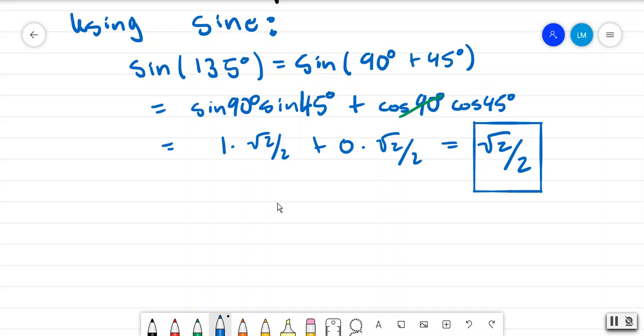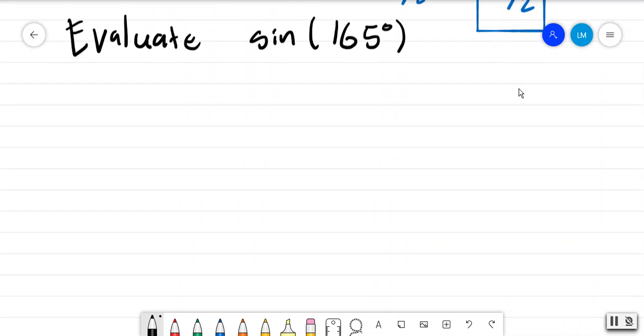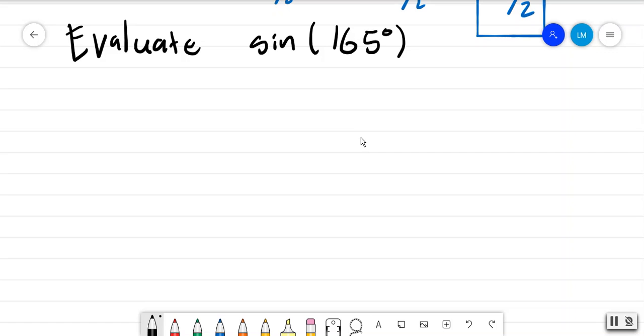But let's say, for example, that we look at a different angle measure. Let's say that we want to evaluate sine of 165 degrees. Okay, if we want to evaluate sine of 165 degrees, we can compute this very easily because we happen to know that 165 is the same thing as, let's say, 120 degrees plus 45 degrees. If we do this, it's going to introduce some ideas where you're going to have to basically know the locations of each trigonometric function value.